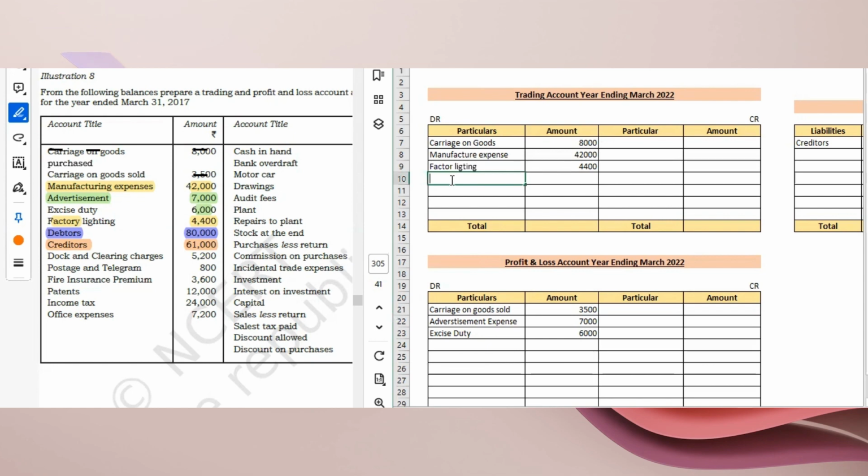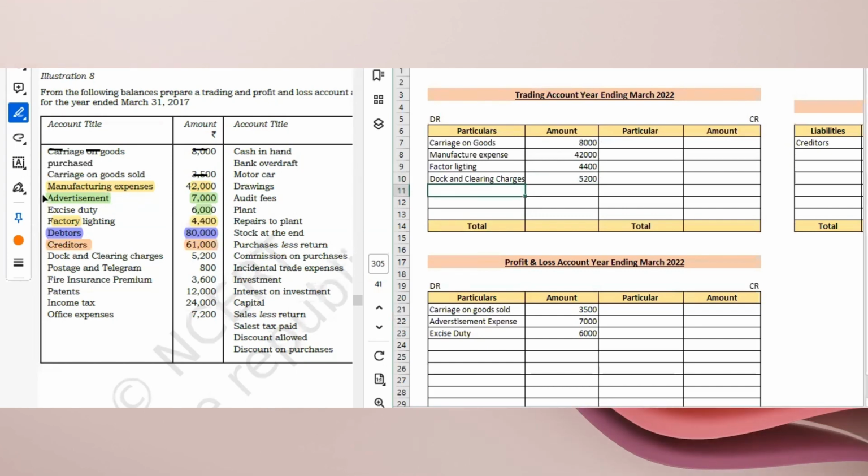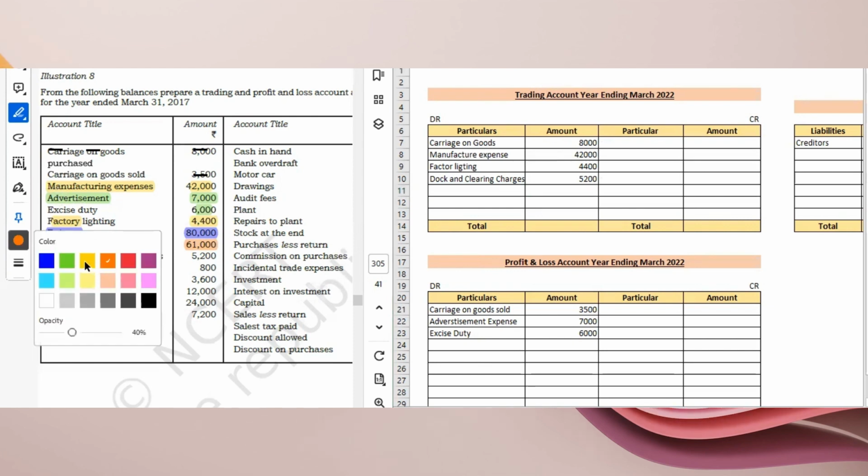Dock. Right. So for trading, we have kept it as orange. So we will take it as, sorry, this color. So we will take it.